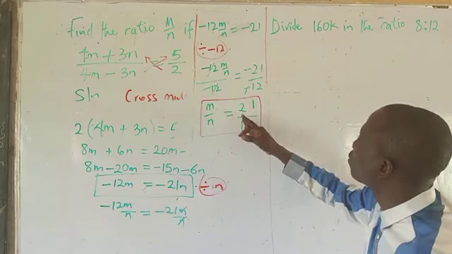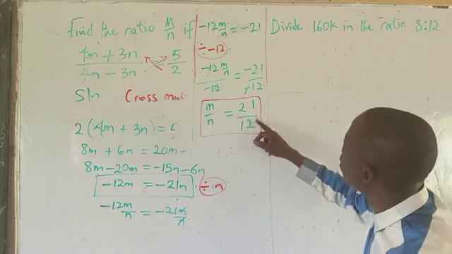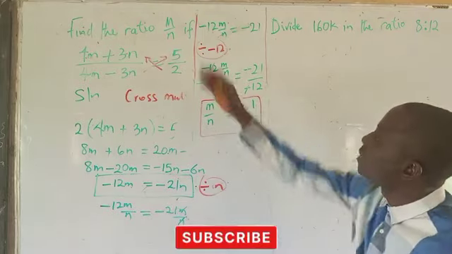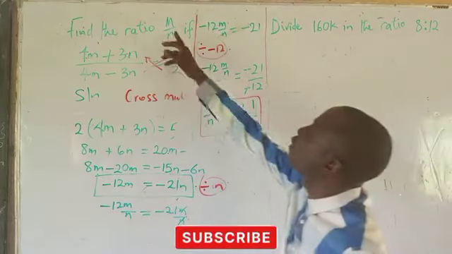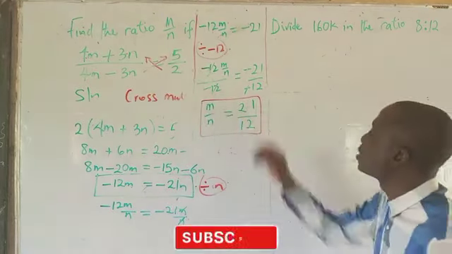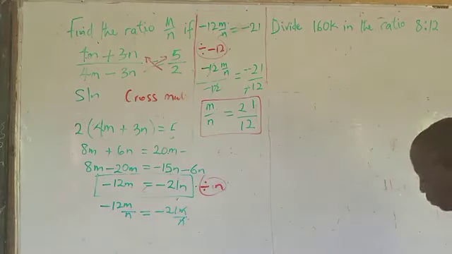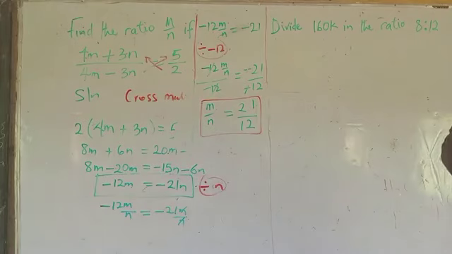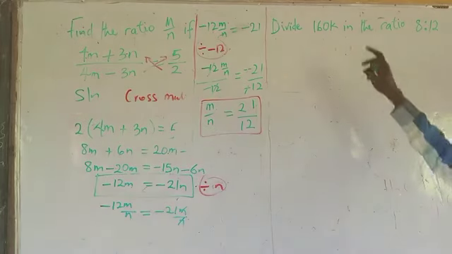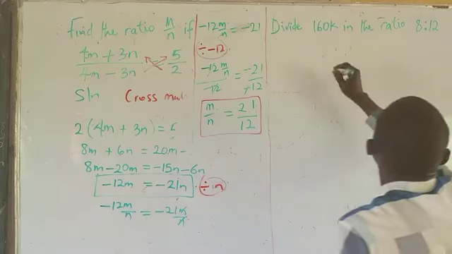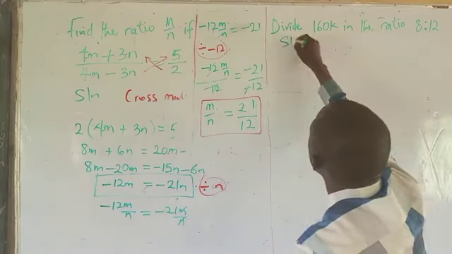Eventually, we came up to the point where we have 21 over 12 as our final answer. And this is the answer that satisfies this ratio of m over n. And m here is 21 and n is 12. Alright, for this, he said we should divide 160 kobo in the ratio 8 to 12.